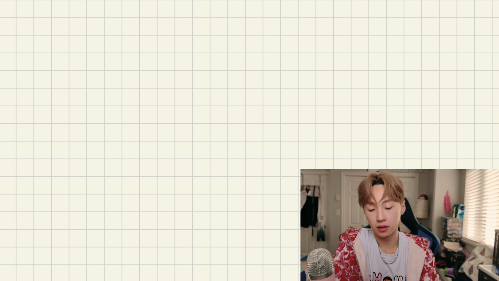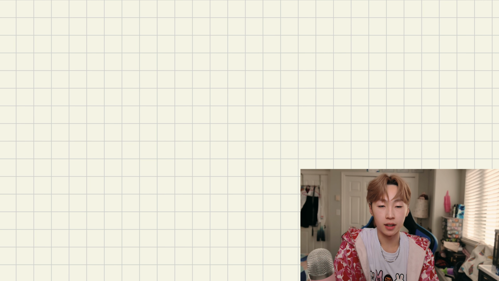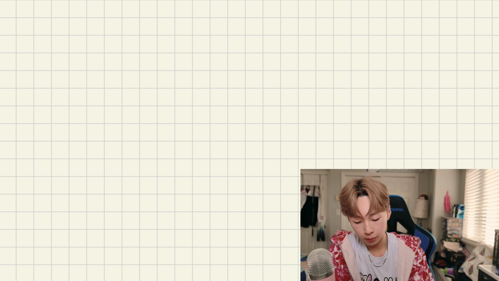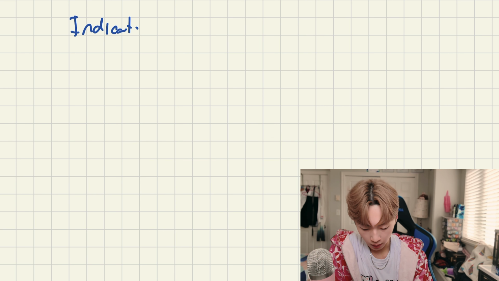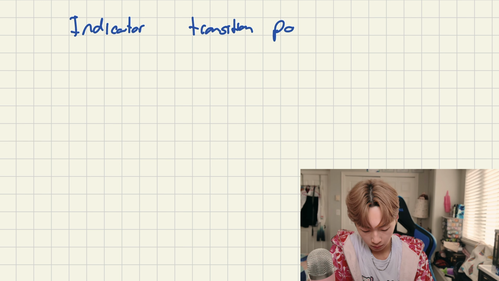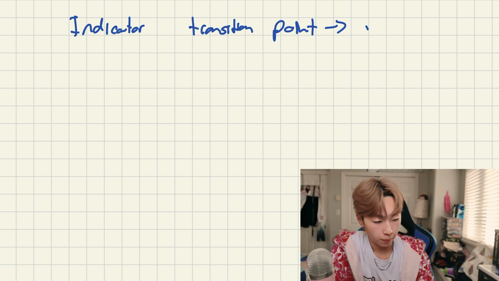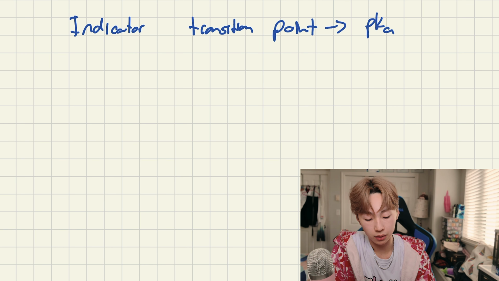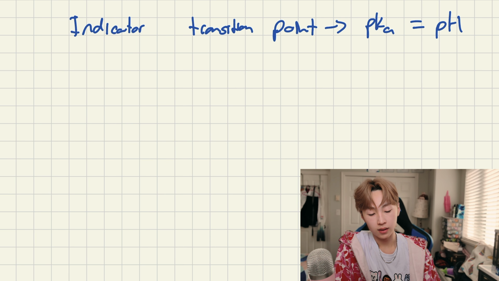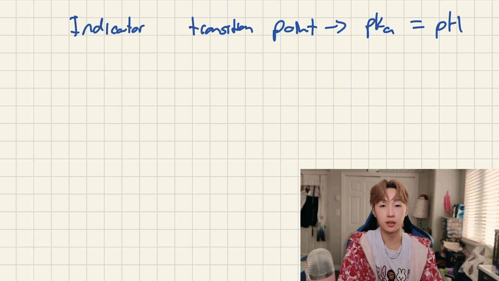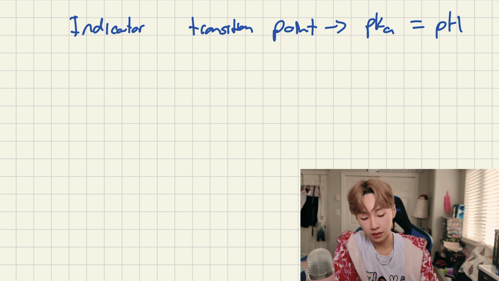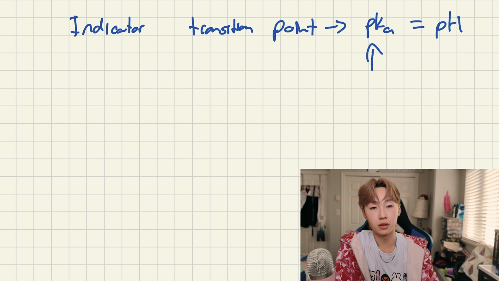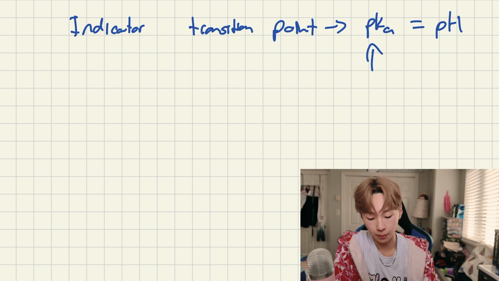Next, let's look at indicators. How do we pick an appropriate indicator for a titration? Well, we know that for an indicator, at the transition point, the pKa of the indicator is going to be equal to our pH. And since we want our indicator to change colors at the equivalence point, or as close as possible, we want to find an indicator where the pKa is similar to the pH of our transition point.